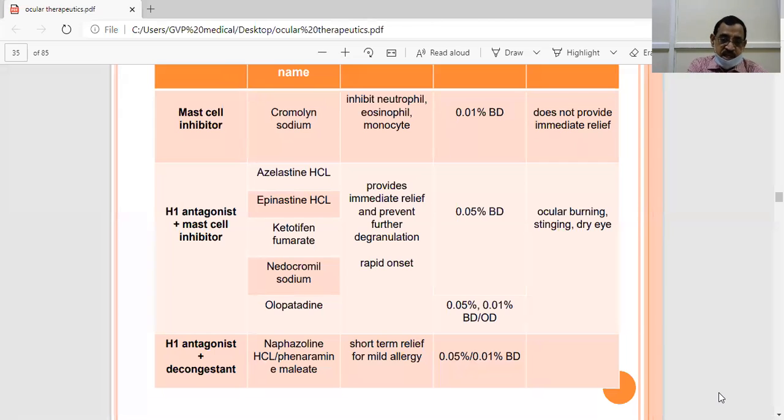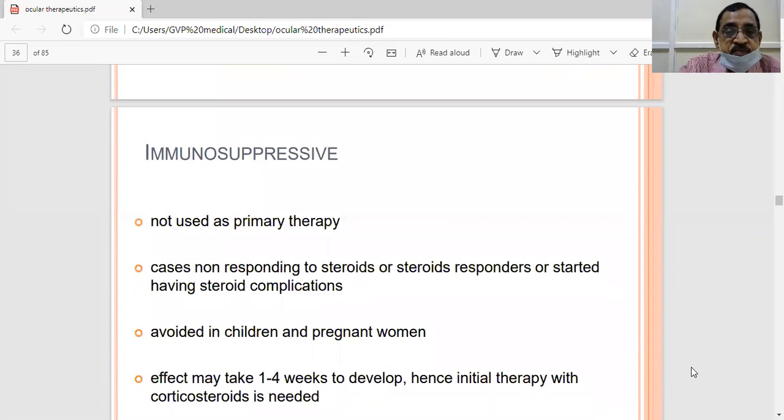H1 antagonists and decongestants: naphazoline hydrochloride, pheniramine maleate, for short-term relief of mild allergy, 0.05% to 0.1% solution. The 0.1% solution is available. It is given twice a day.